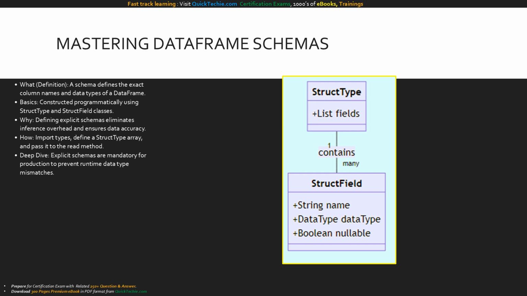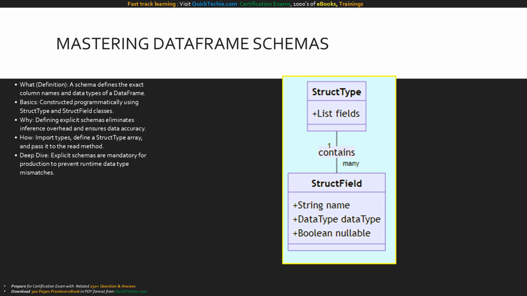This class diagram breaks down the specific components of a Spark schema. At the top level is the StructType object, which essentially represents the entire row structure of your data frame. The StructType is composed of an array of multiple StructField objects. Looking at the StructField class, you can see it requires three main properties: the string name of the column, the specific data type class, and a Boolean flag indicating if the column is nullable.